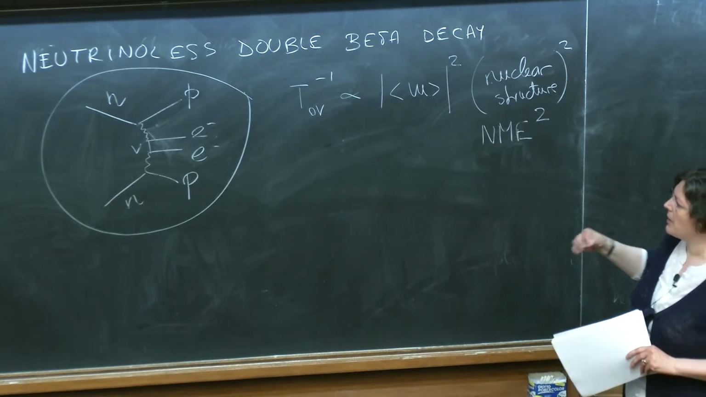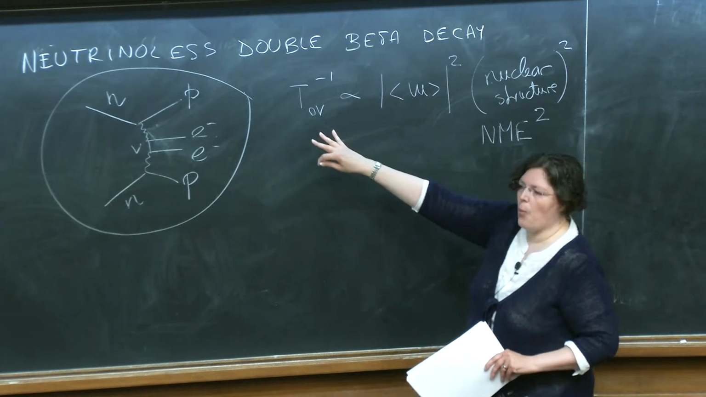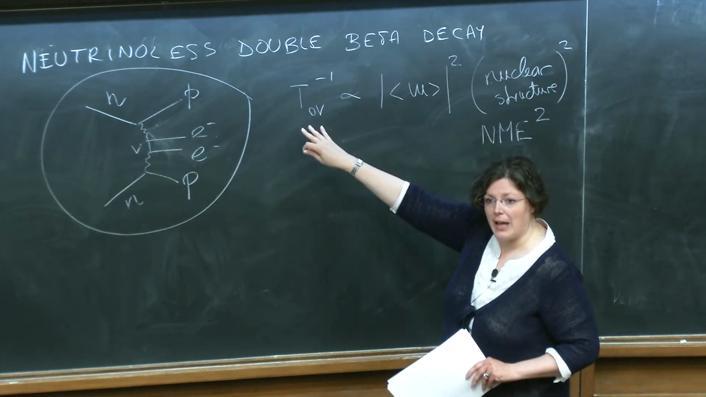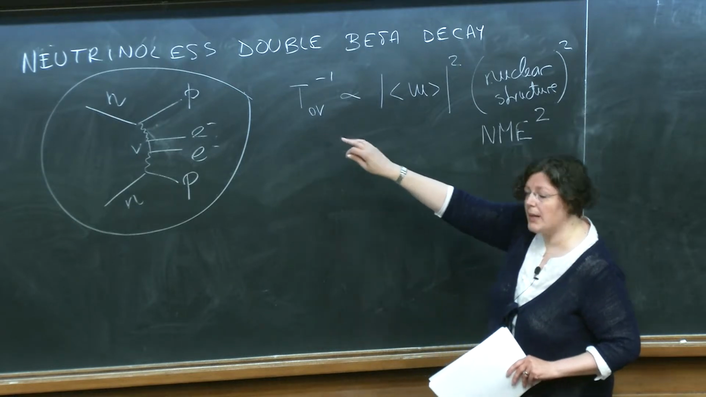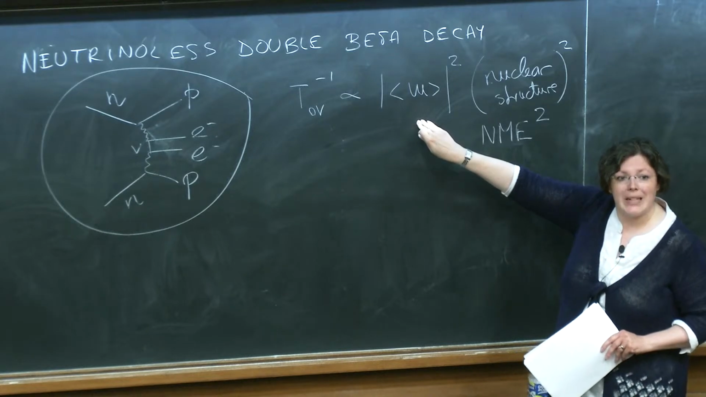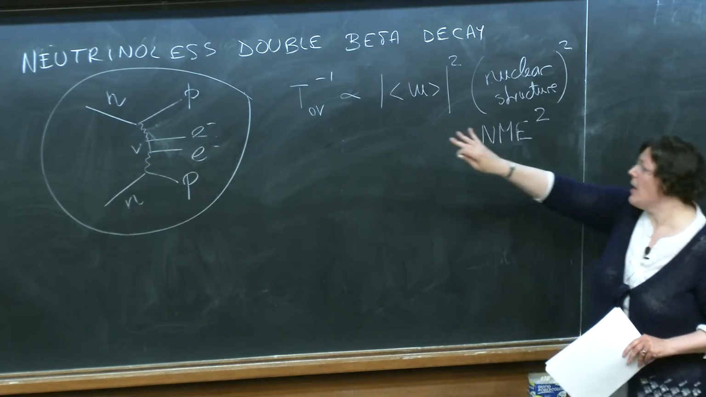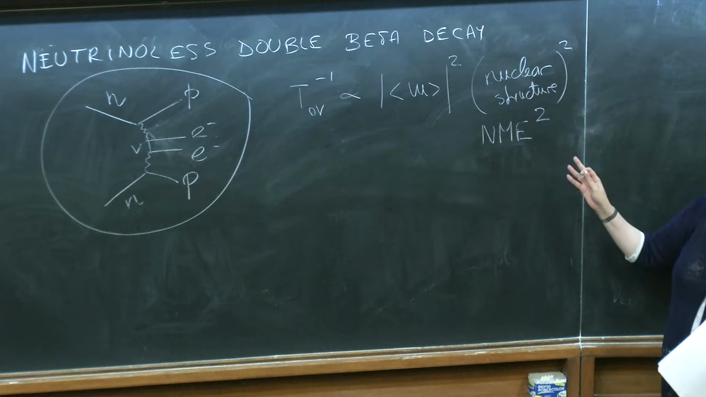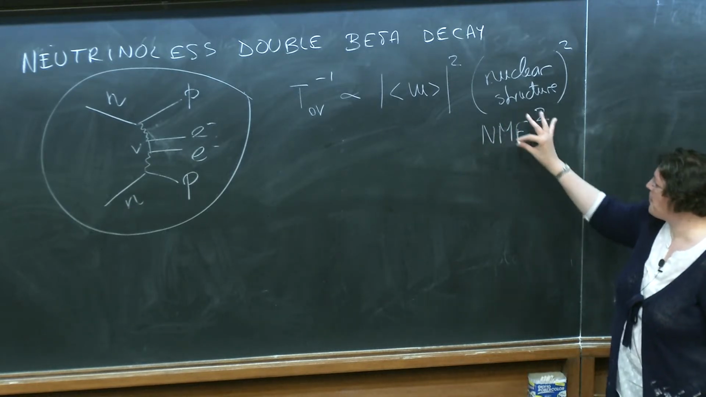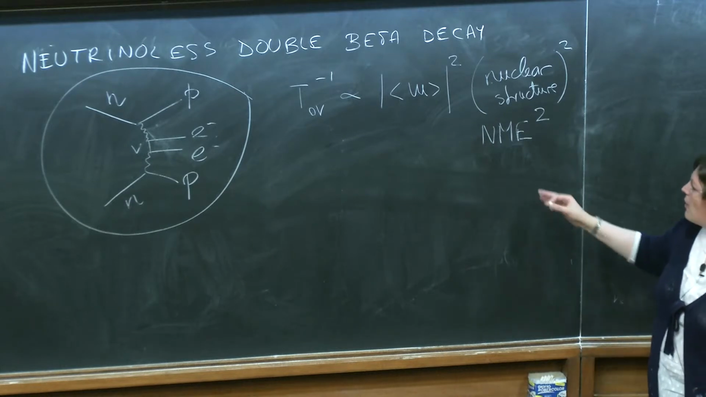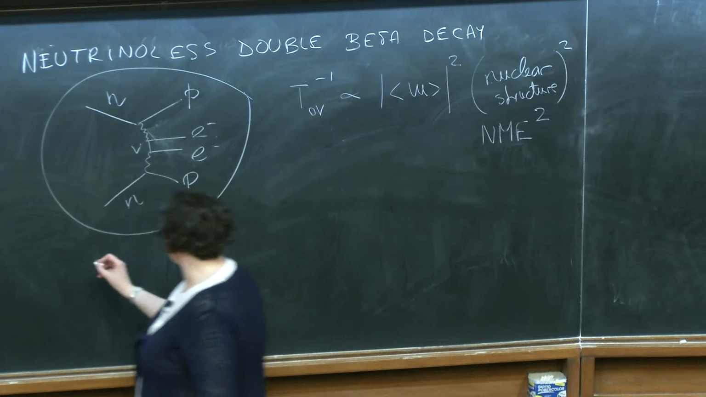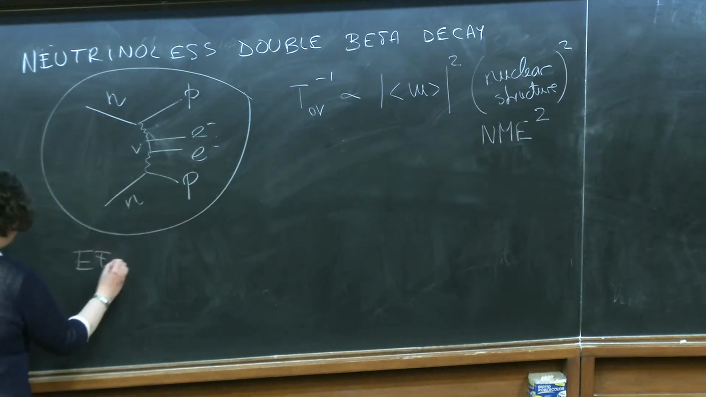What is a problem from the neutrino point of view is that, let's say that we currently have bounds, or maybe we will measure the half-life at some point. Once we do that, in order to extract the effective Majorana mass parameter, which is what we are interested in from a neutrino perspective, we need to know the nuclear matrix elements. And so this link between the two is always made difficult by the uncertainty in the nuclear matrix elements. So what is the effective Majorana mass parameter?